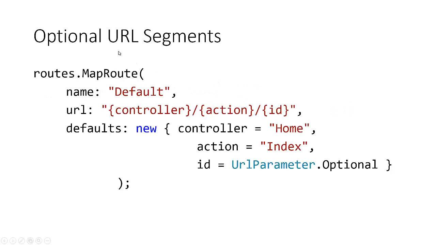Likewise, we can define optional segments, and we mentioned that in an earlier section of this lecture, but there's a section of the map route function that says these are the defaults. These are the default values that should go into each one of my route variables. So the controller is home, the action would be index, and then this says that the ID is an optional parameter. So if it doesn't exist when it goes to do the route checking, it says that's okay, it's optional, it's not required.